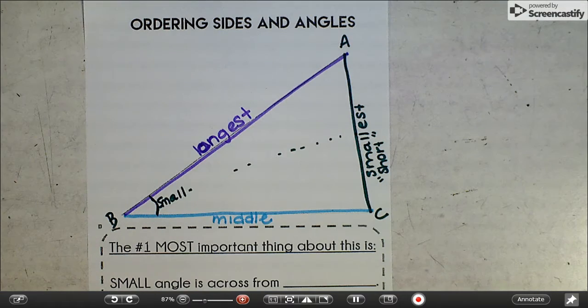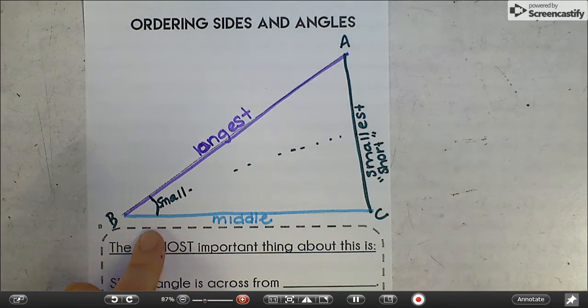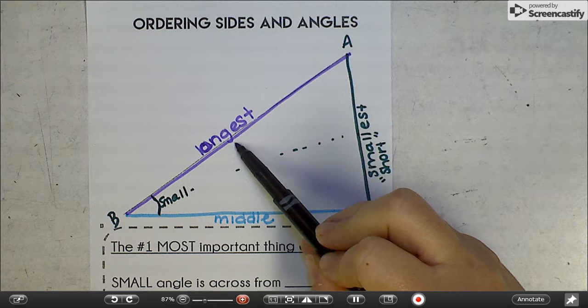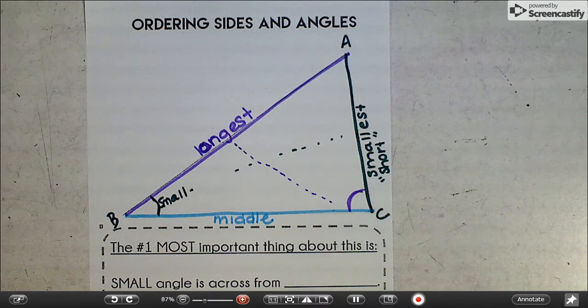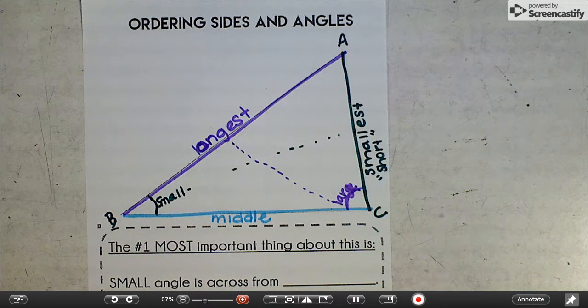You said the smallest angle or the smallest line? Both. The smallest angle is across from the smallest line. Which is the largest angle? It's across from the longest. So look across. C. And it looks like 90 degrees. It does, but it's not. And the middle one is across from the middle angle.